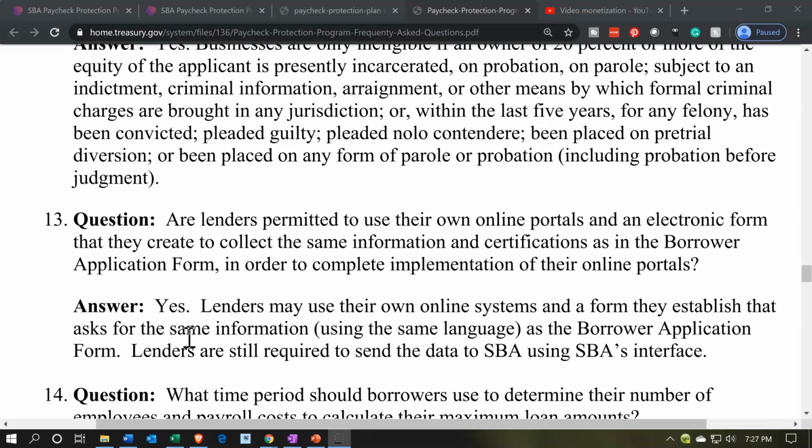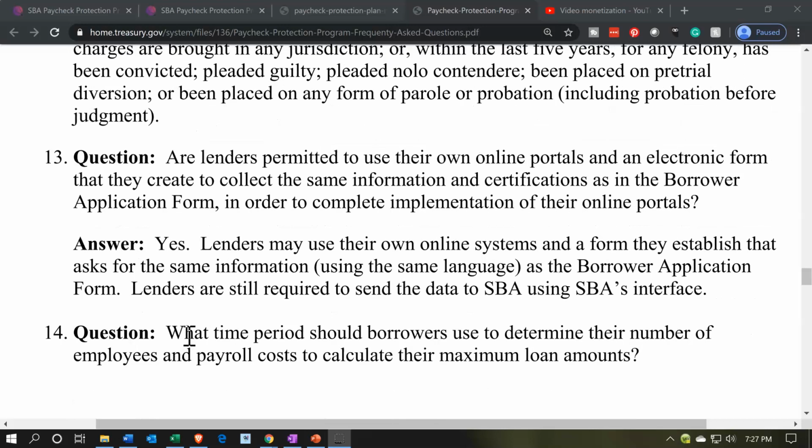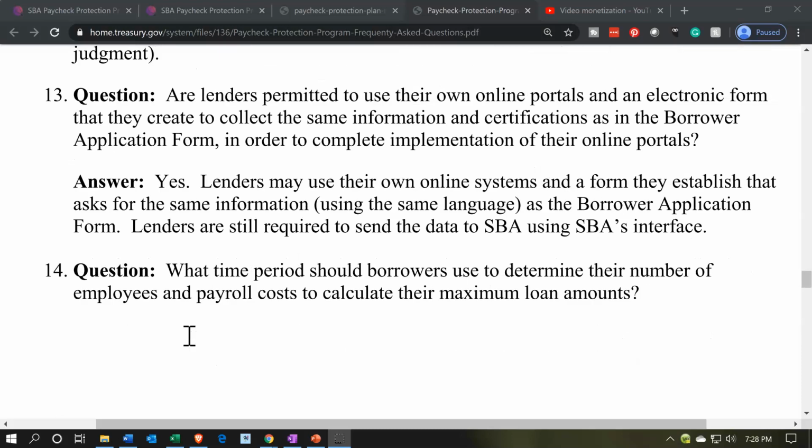Question: are lenders permitted to use their own online portals and an electronic form that they create to collect the same information and certifications as the borrower application form in order to complete applications through their online portals? Answer: yes. Lenders may use their own online system and a form they establish that asks for the same information using the same language as the borrower application form. Lenders are still required to send the data to SBA using SBA's interface.